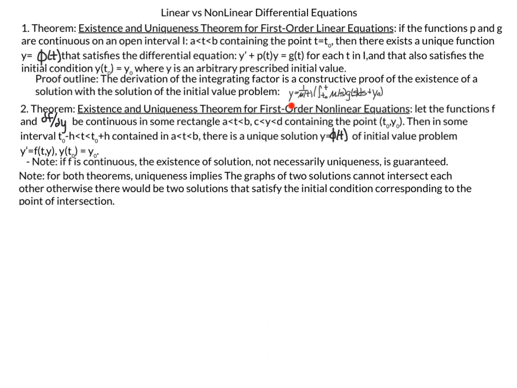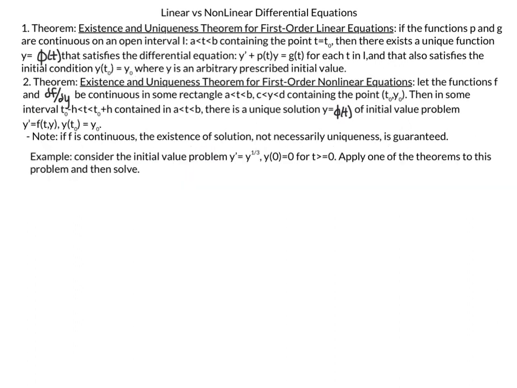be continuous, again, nonlinear. For both of these theorems, note that uniqueness implies the graphs of two solutions cannot intersect. Otherwise, there'd be two solutions that satisfy the initial conditions corresponding to the point of intersection, and that violates uniqueness. We will do another example.